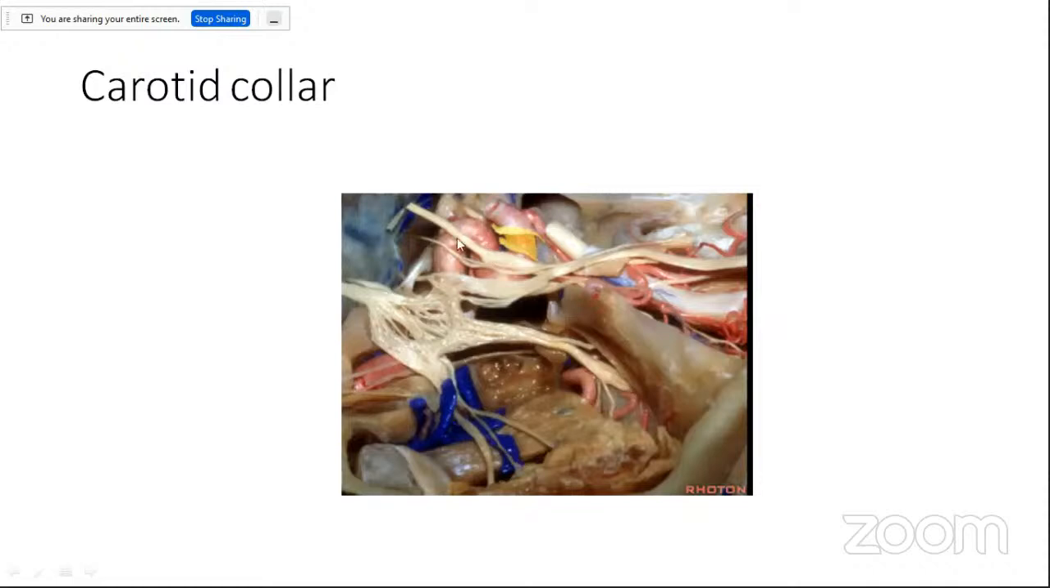This is the cavernous segment. The cavernous segment then progresses. This is a small structure which is shown in yellow color, which is called the carotid collar. Between the proximal and the distal dural ring, the part of the dura that covers the internal carotid artery is the carotid collar.